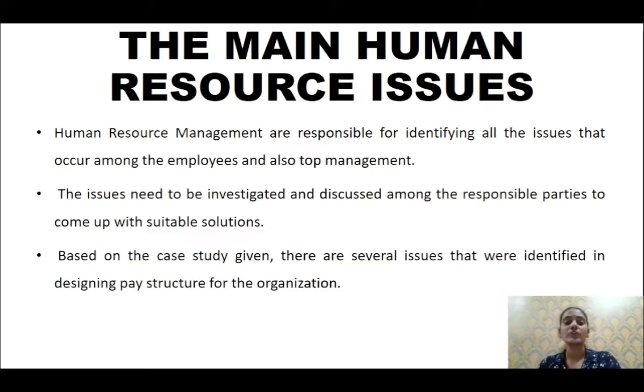The main human resource issues that occur among the employees and top management in the organization need to be identified by the human resource management. The issues need to be investigated and a solution need to be taken. There are several issues identified from the given case study in designing the best pay structure for the organization.